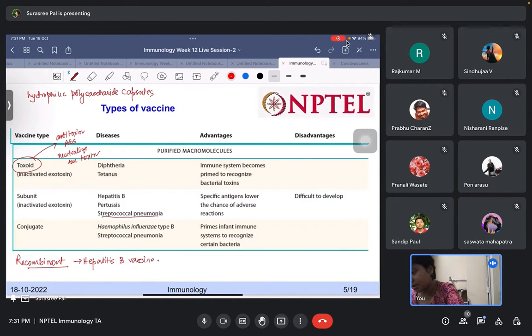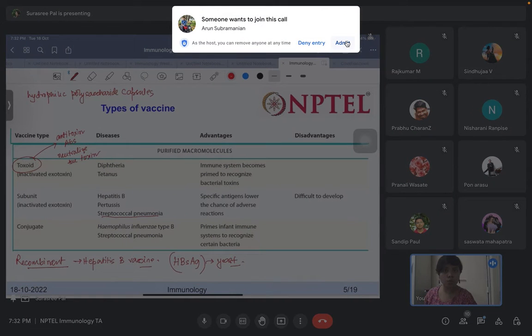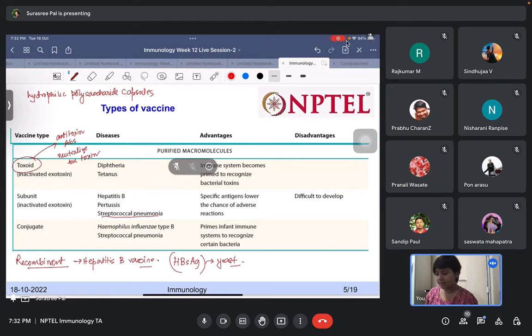Is the hepatitis B vaccine, which is developed by cloning the gene for the major hepatitis B surface antigen in yeast cells. So this particular gene is cloned in yeast cells, and then these yeast cells are grown in large fermenters, and then this protein is purified in large quantity from these yeast cells.